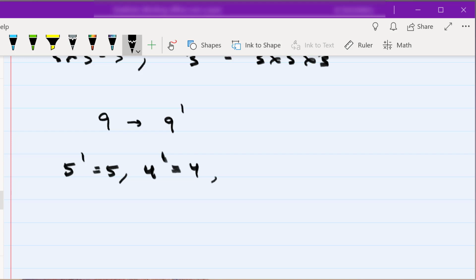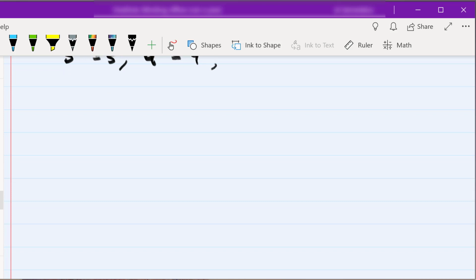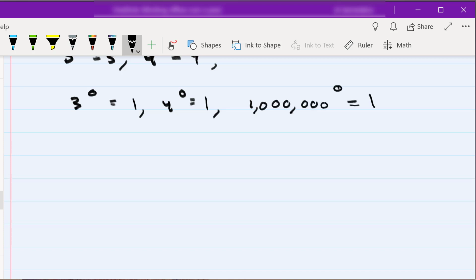Another interesting property of powers is the power of 0. If I write, for example, 3 to the power of 0, this is just 1. Or 4 to the power of 0, this is just 1. Or 1 million to the power of 0, this is also 1. So anything raised to the power of 0, x to the power of 0, is always 1.